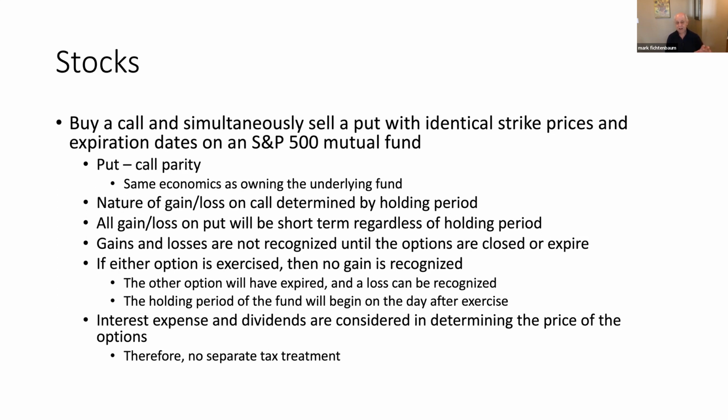Now, we're buying options. We're dealing with options. We're buying an option, we're selling a put. There's no dividend income that we're receiving. There's no interest expense that we're paying. None of that happens from a tax viewpoint. However, the dividends and interest will be priced into the options. So economically, we're earning the dividend income. Economically, we're incurring the interest expense, but for tax purposes, they don't exist. So that's a major difference between buying a call and selling a put on an S&P 500 mutual fund, as opposed to buying the 500 stocks in the index or buying the mutual fund itself.